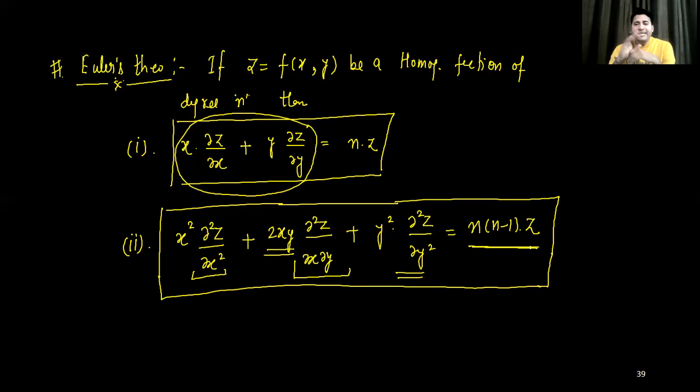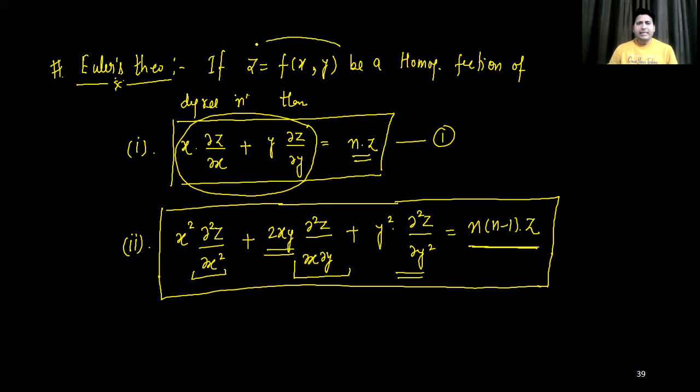Means simply what we need to check? Check whether the function is homogeneous or not and find its degree. Only two steps you need to do. The first one, check whether the function is homogeneous or not. The second one, find its degree, and then you will get the answer by putting in these results. If they are asking this one, it's simply n times z. The second one, n into n minus 1 into z.